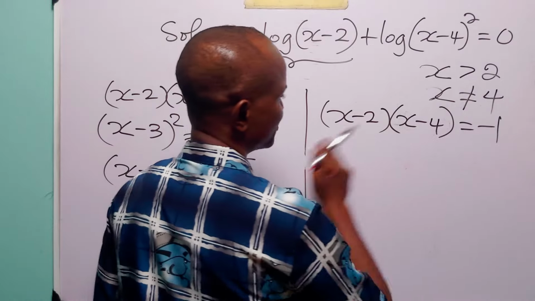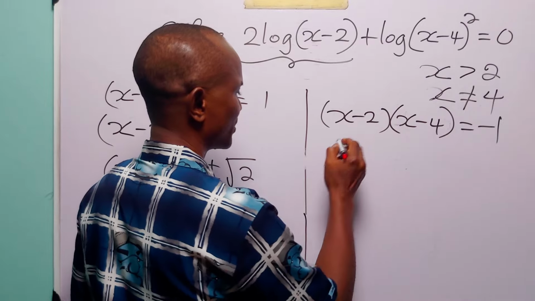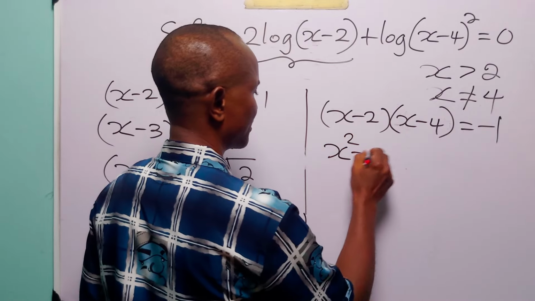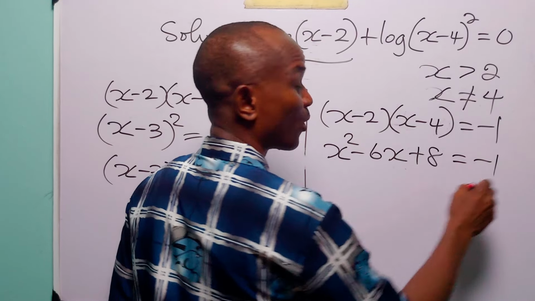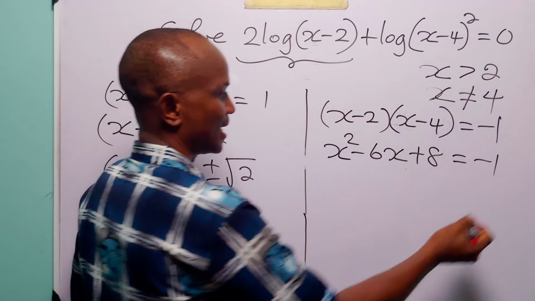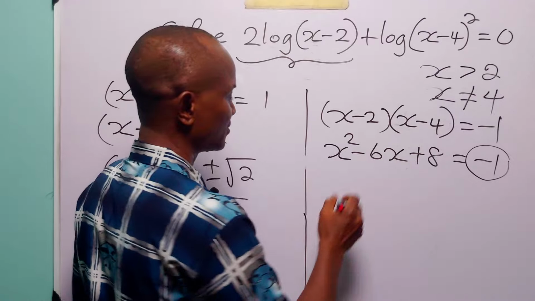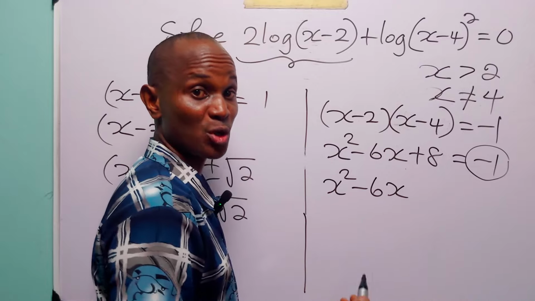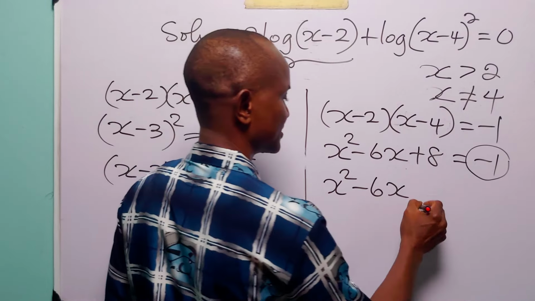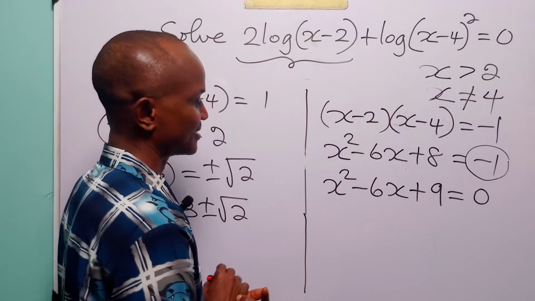Now, coming over to this case, of course, you know that when we multiplied these two brackets, what we got was x squared minus 6x plus 8. Now, this is equal to minus 1. Let us move this minus 1 over to the left-hand side of the equation. When we do that, we have x squared minus 6x. Minus 1 coming over becomes plus 1. 1 plus 8 is equal to 9. And of course, we have 0 left on the right-hand side.